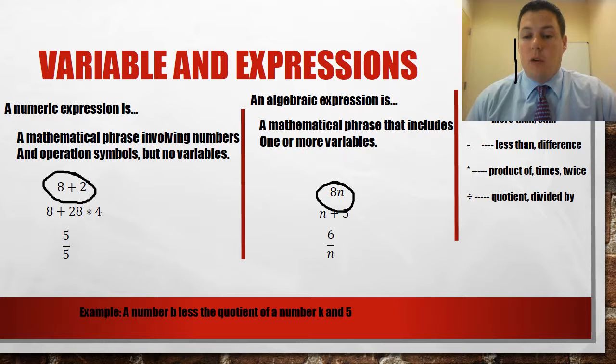When we're converting from words to an algebraic expression, these are some things that might help. Remember, if you see more than or sum, we are adding. If you see less than or difference, we're subtracting. If you see product of, times, twice, something along those lines, it's multiplication. Or if you see quotient, divided by, it's going to be division. And there are other keywords that we'll look at as we work through word problems that have special meanings in math. Remember, math is like learning a completely new language.